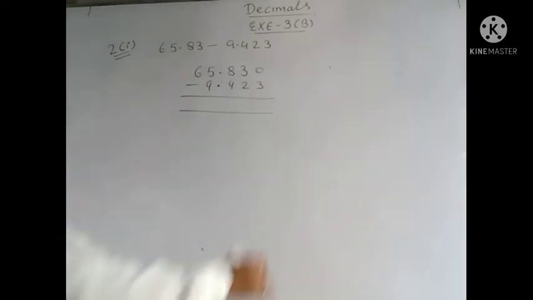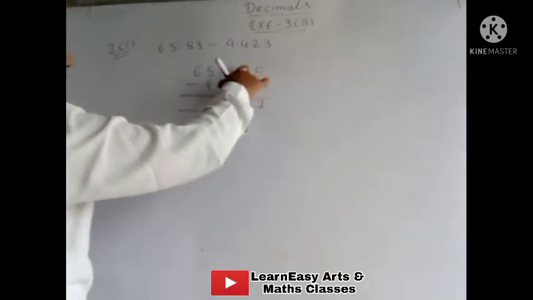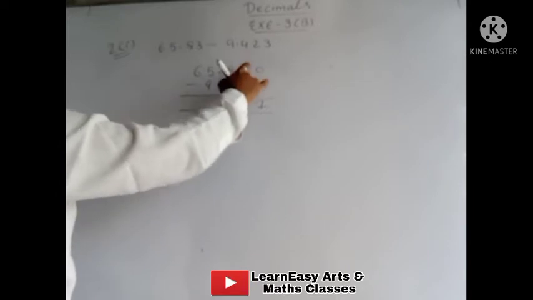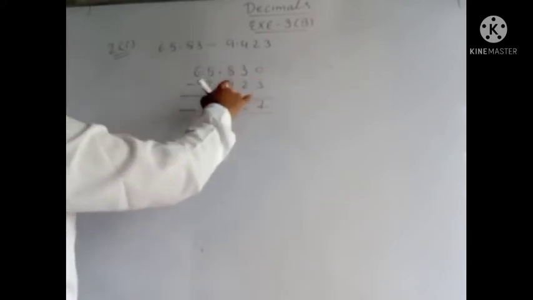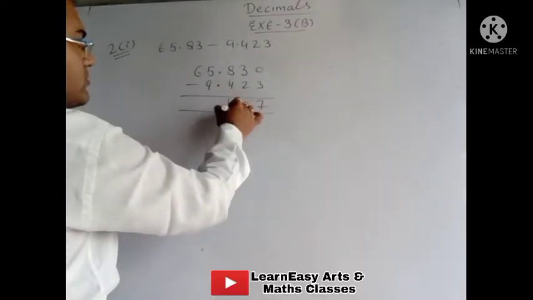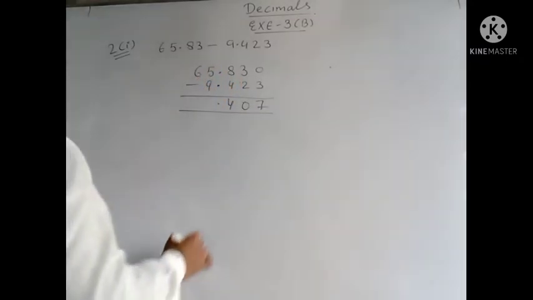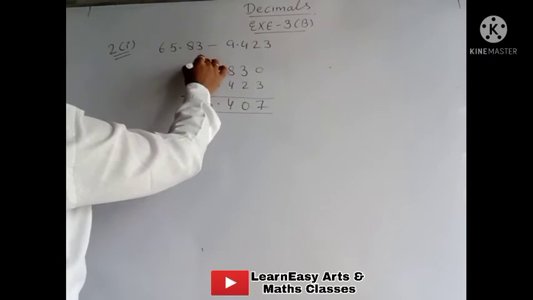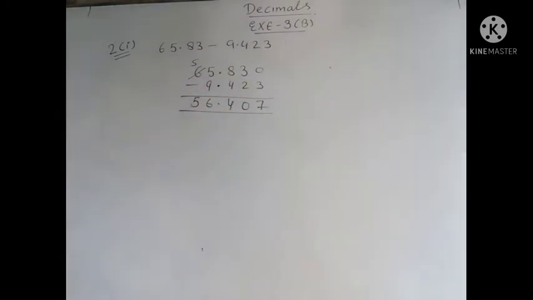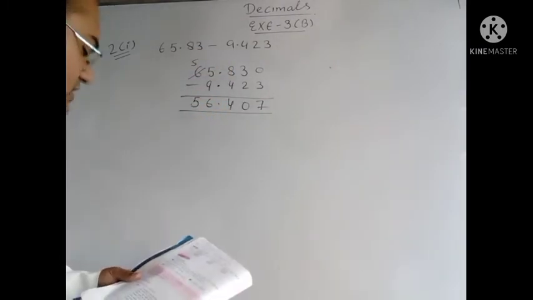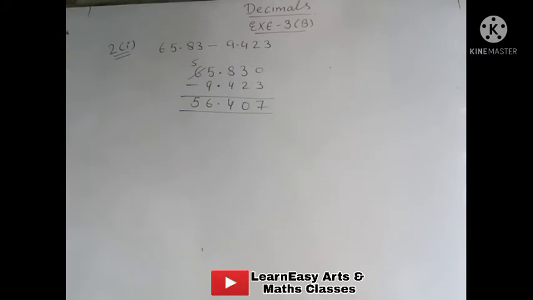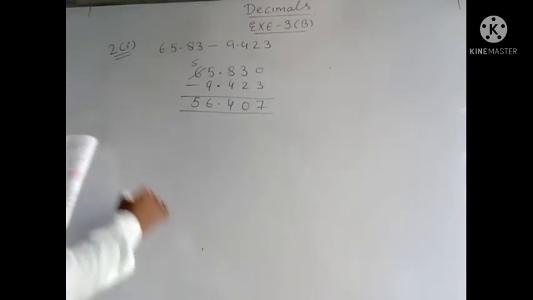10 minus 3 will be 7. Now here it will be 2. 2 minus 2 will be 0. 8 minus 4, 4. 15 minus 9 when we do, 15 minus 9 will be 6 and here it will be 5. So on subtracting it we are getting 56.407. See another part, part number third.